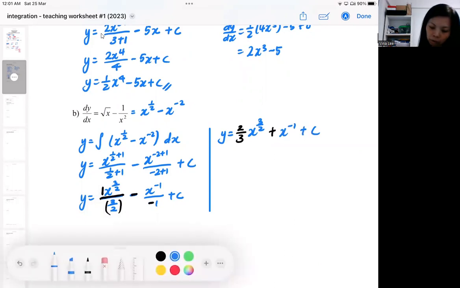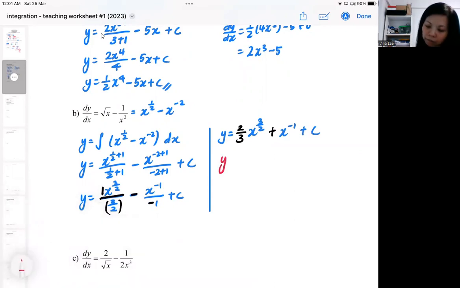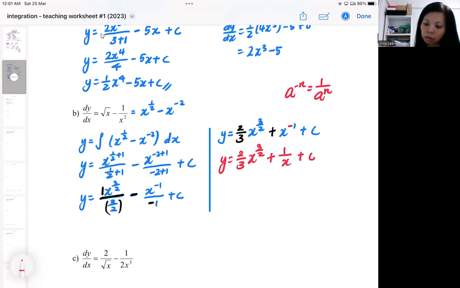Okay, so I'm going to get my final answer. So my final answer is just 2/3 x to the power 3 over 2. So this is a negative power. So use your indices rule and change it back. So that will be my expression for y. Simply because I applied formula number 2, but because of the fraction, it gave you quite a complex expression.